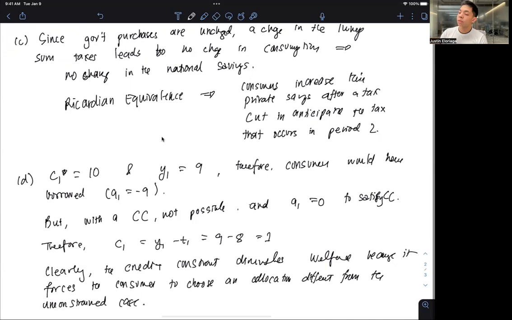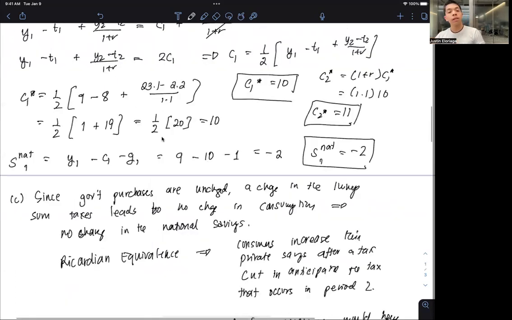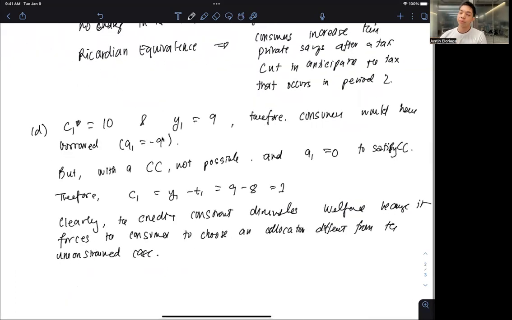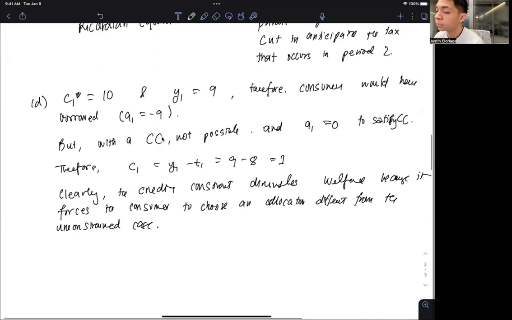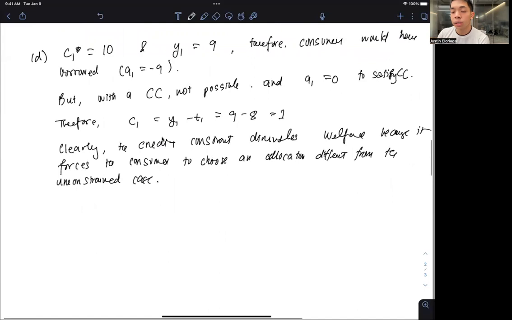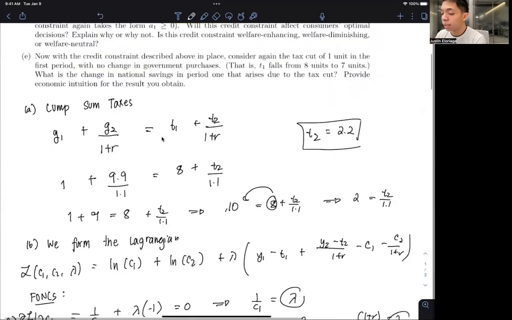Remember, in the unconstrained case, C1 star is 10. In this case, it is now just 1. So how do you prove that mathematically? Well, you can plug C1 equal to 1 into the utility function, compare it with the original case, solve for C2, and that sort of thing. Okay, so that's D.